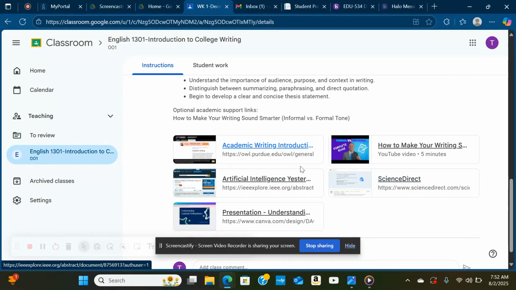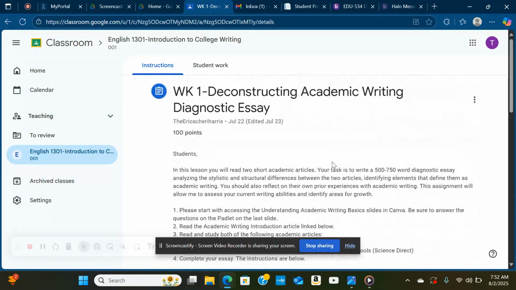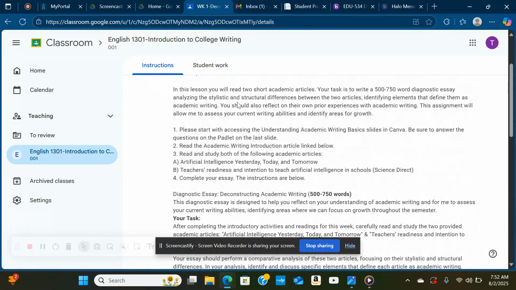Open it up. So it goes over the directions. Their task is to write a 500 to 700 word diagnostic essay, analyzing the stylistic and structural differences between the 2 articles that are presented. So they have to identify elements that define them as academic writing. They also will be reflecting on their own prior experiences with academic writing within their essay.